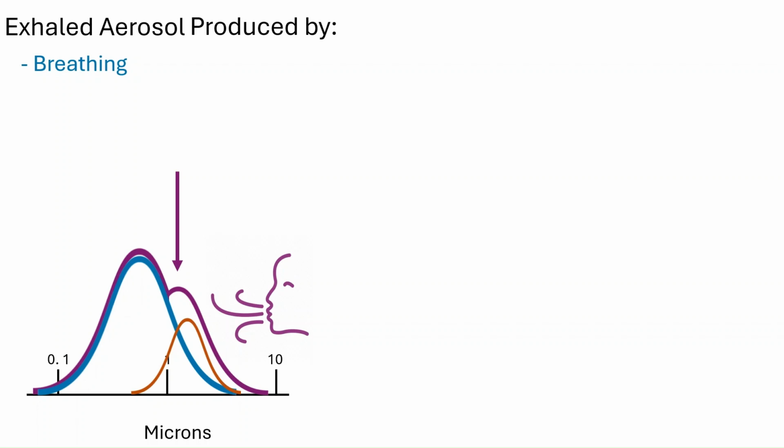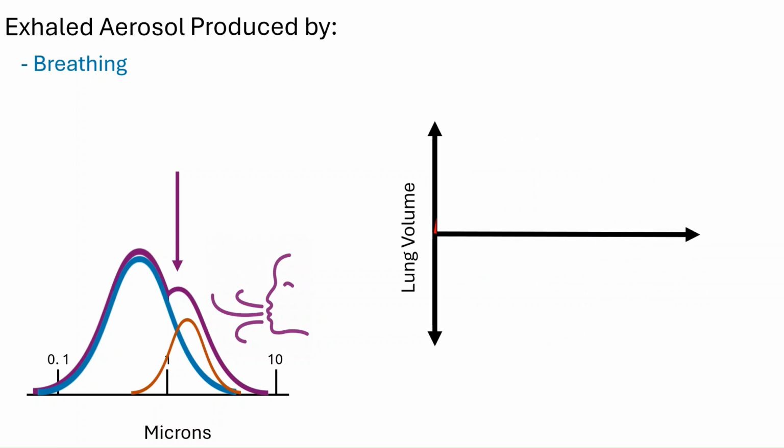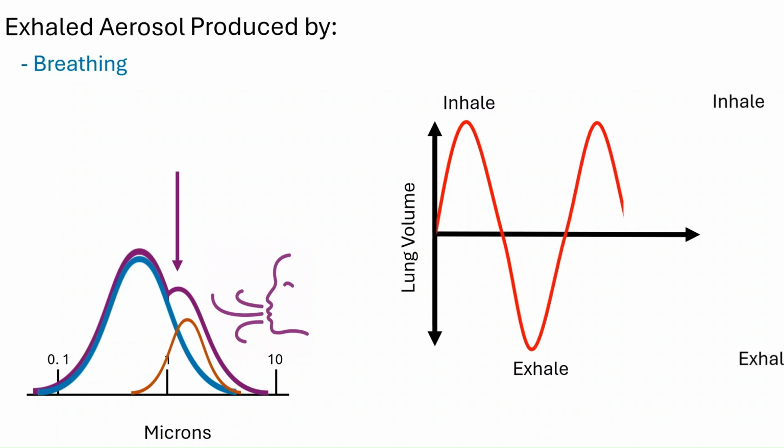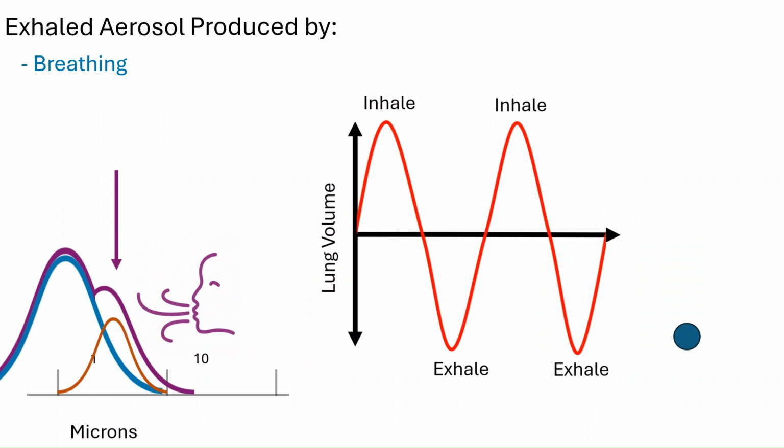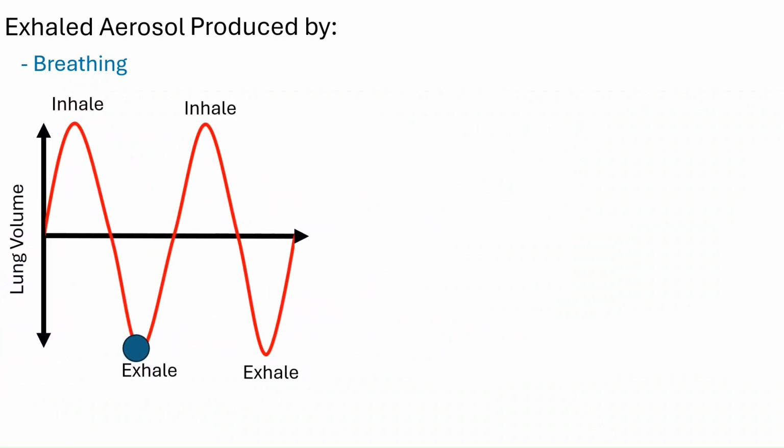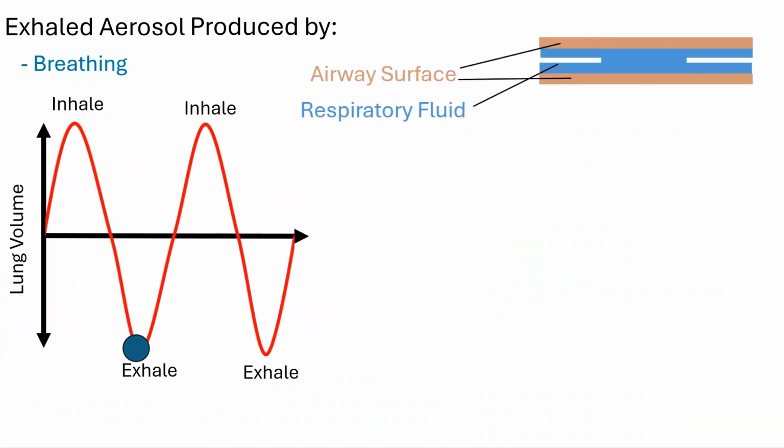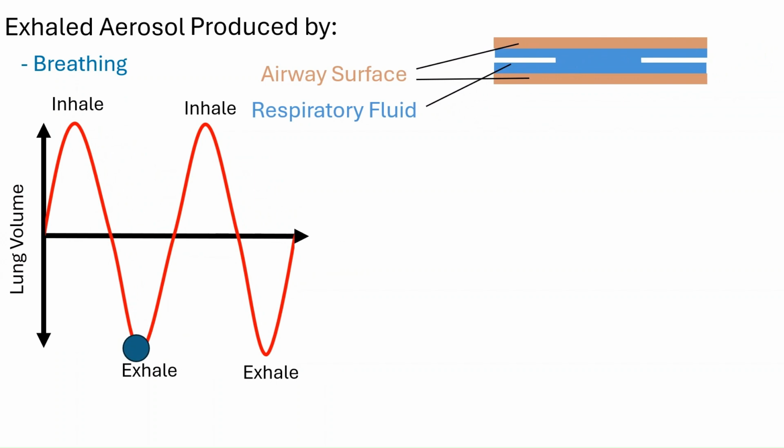Well, let's first discuss how aerosol is produced when we breathe. In order to breathe, your diaphragm will contract. This increases the volume in your chest, causing an inhalation. The diaphragm then expands, decreasing the volume in the lungs, leading to an exhalation. This cycle then repeats. To understand how this produces aerosol, you need to think about what's happening in the tiny airways in the deep lung.